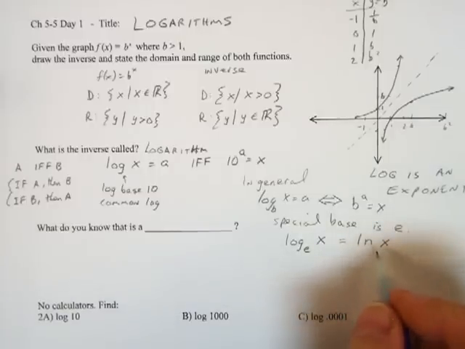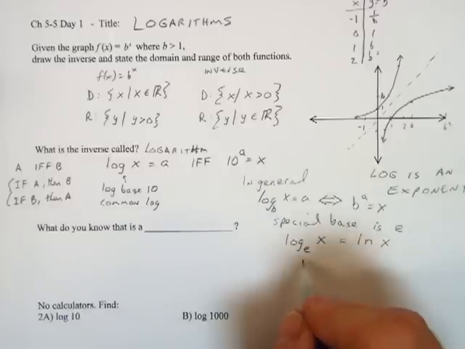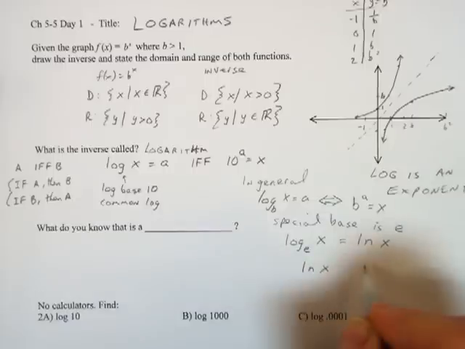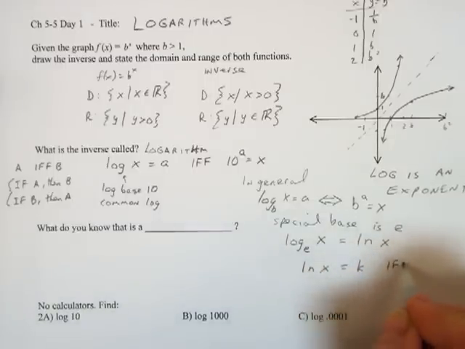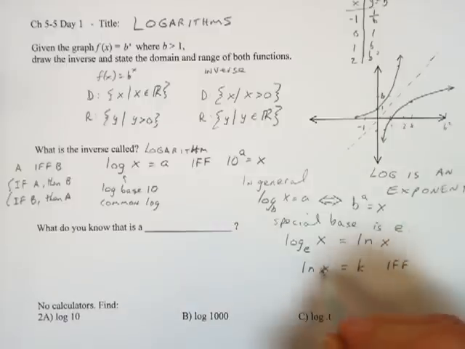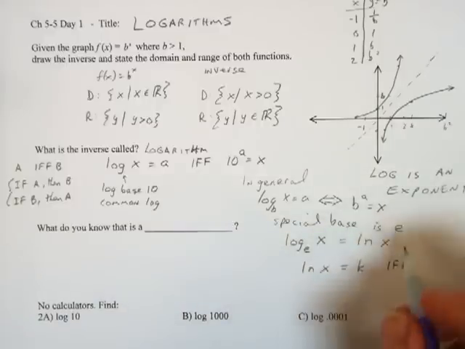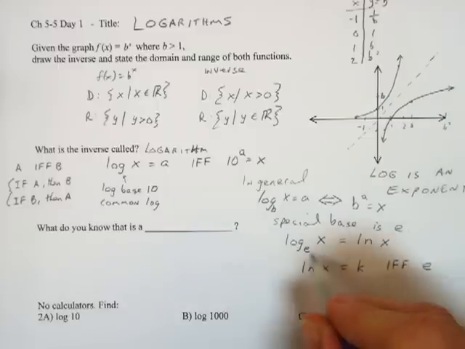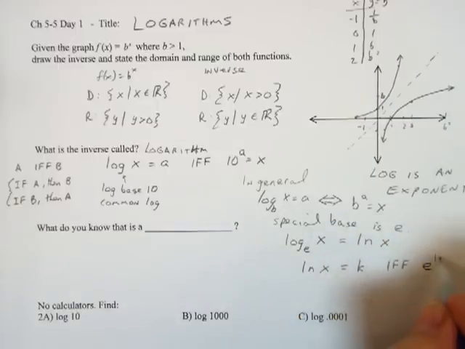So if we have this, we could say ln of x equals k if and only if what? Well, what's the base of the ln? We have to recognize as soon as we see ln, the base is e. So it's e, and log is an exponent. So k is our exponent. e to the k equals x. I threw k in there just so you could see something other than a.